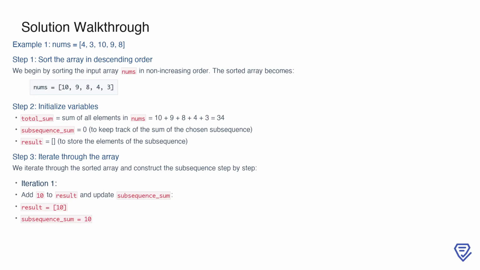In the first iteration, we add the largest element, 10, to the result list, making it 10. We also update subsequence_sum to 10. At this point, we check whether subsequence_sum is greater than the sum of the remaining elements, which is total_sum minus subsequence_sum. Here, 10 is not greater than 24, so we proceed to the next iteration.